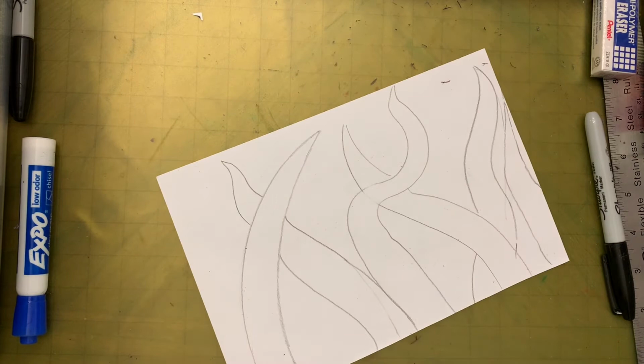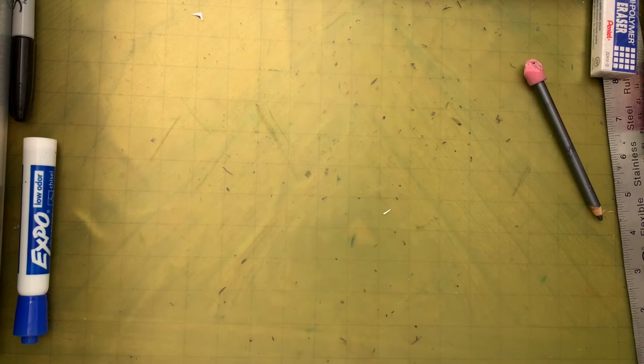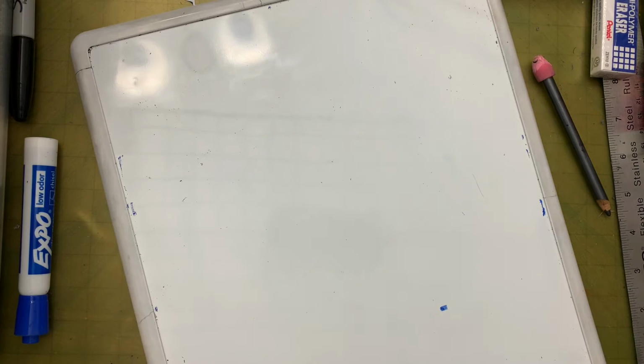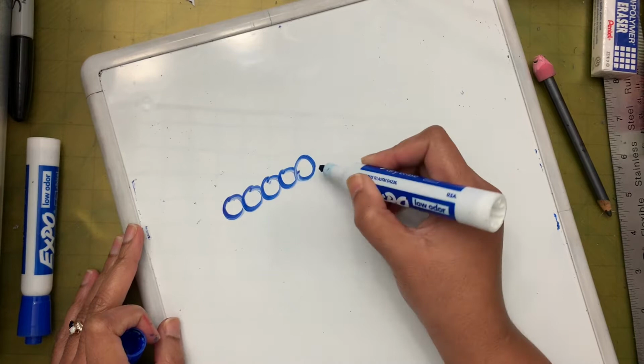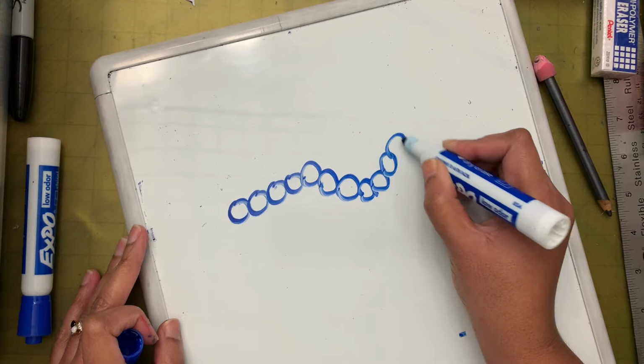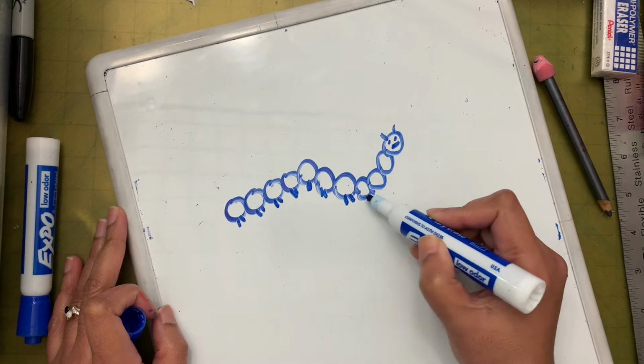Now I'm going to set this aside and show you guys some ways we can draw simple insects. What is one insect that you can think of? I'm going to draw a caterpillar. The simplest way to draw a caterpillar is to draw circles. It became a big caterpillar, right? And legs. If you don't want it to be this long, maybe you can erase off some lines. So we have a caterpillar.